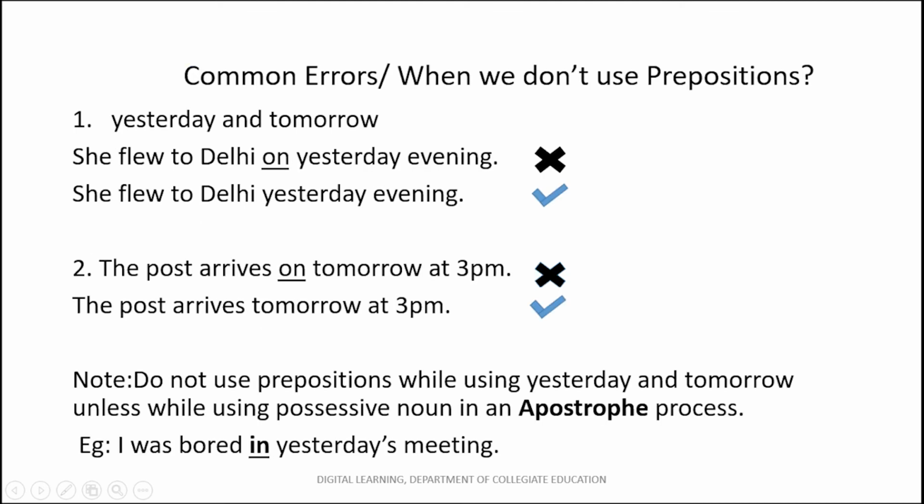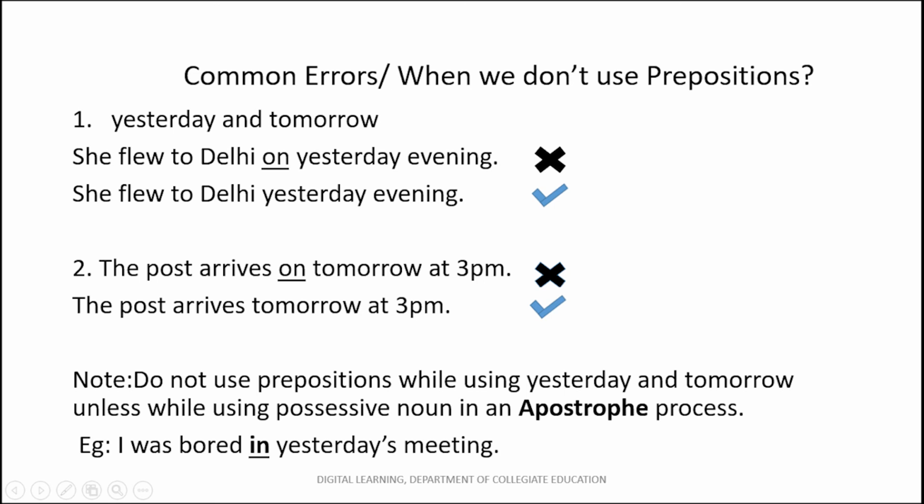Here are certain errors whenever we use prepositions in a sentence. Sometimes there are prepositions we need not apply, but we wrongly adopt them in a sentence. Yesterday and tomorrow: She flew to Delhi on yesterday evening. Here on is not at all required. In a casual or verbal manner we use these prepositions, but in a correct sentence this is not required. She flew to Delhi yesterday evening. The post arrives on tomorrow at 3 p.m. The correct sentence is: the post arrives tomorrow at 3 p.m. On is not required. Note: do not use prepositions with yesterday and tomorrow.